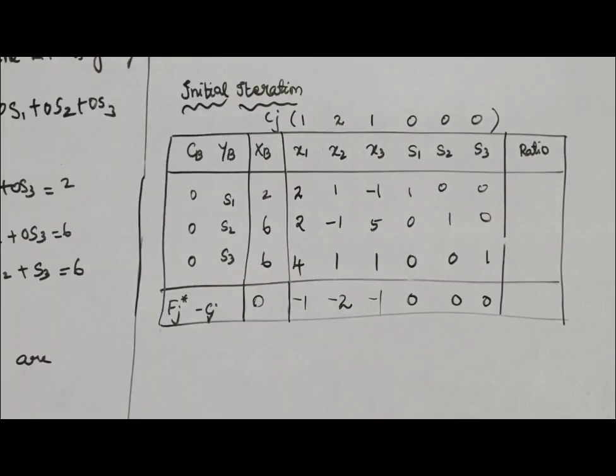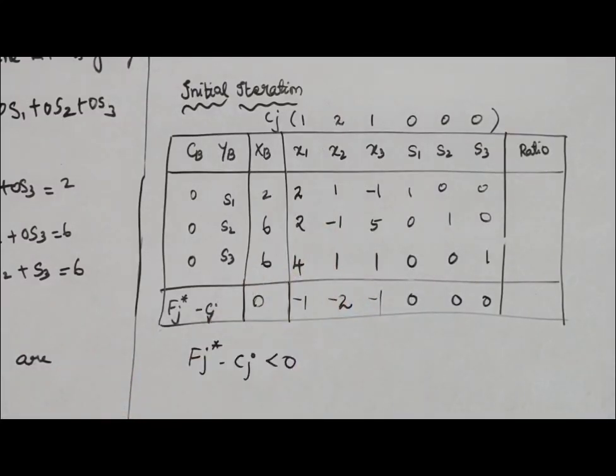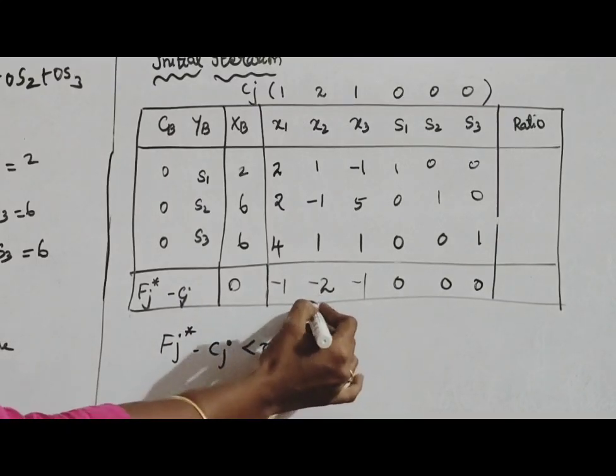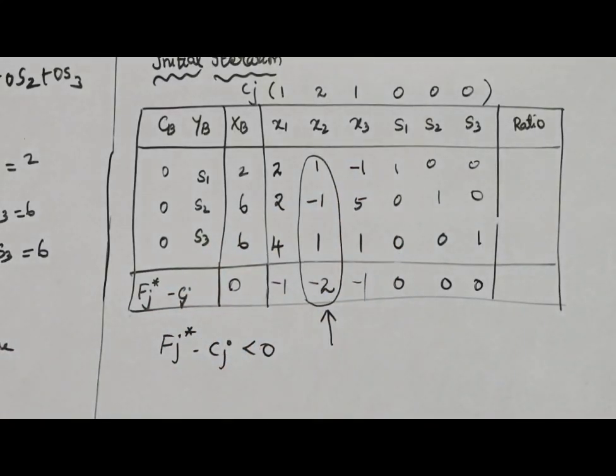Okay. Here, the fj star minus cj values are less than 0, so you have to choose the most negative value. What's the most negative value here? Minus 2. Therefore, the variable x2 enters the iteration.